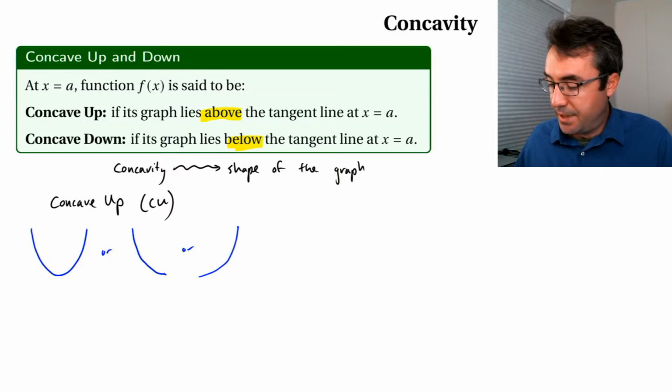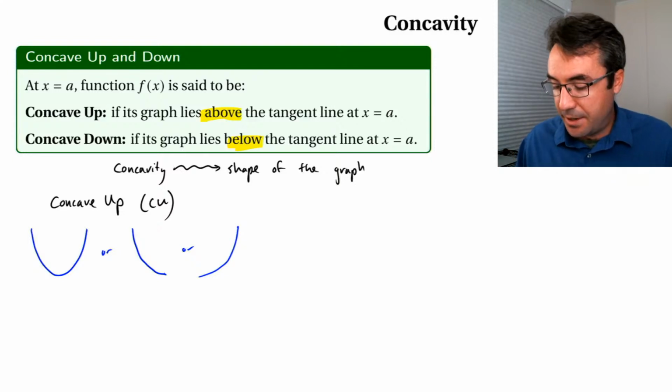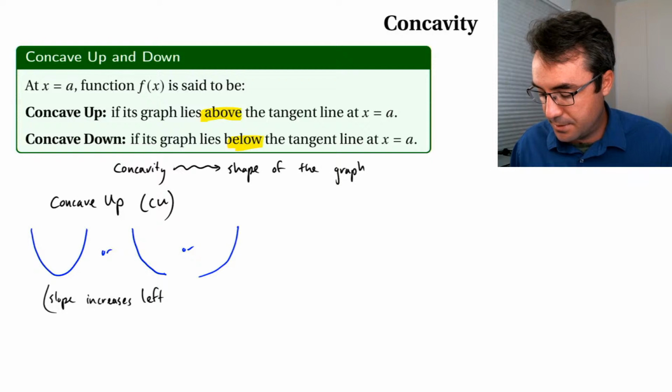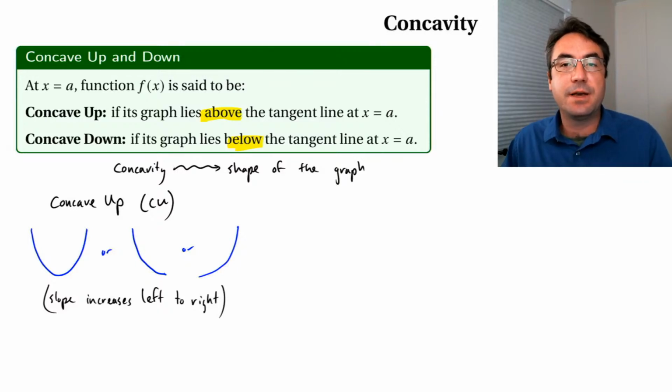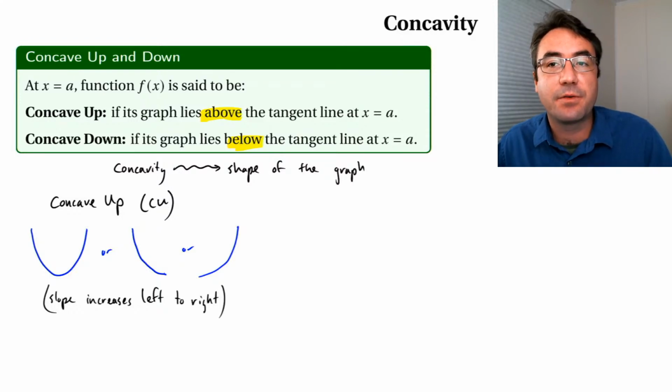And what we see in each of these is if we were to read each of those graphs left to right, we would see that the slope of each is increasing left to right. So as we read each of those graphs left to right, the slope of our tangent lines would be increasing. So when our slope is changing, that tells us something about the concavity of our function.